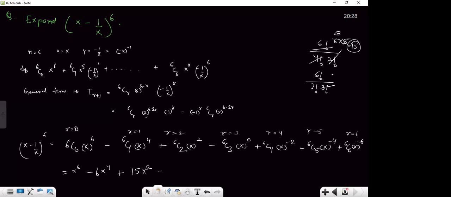6C3: 3 factorial cancels, 6 into 5 into 4 over 6, this becomes 20. Minus 20 divided by x raised to power 0. 6C4 is actually equal to 6C2, which was 15. Minus 6C5 is 6 divided by x raised to power 4. 6C6 is 1 only, x raised to power minus 6, which can be written as 1 by x raised to power 6. So this is the expansion.